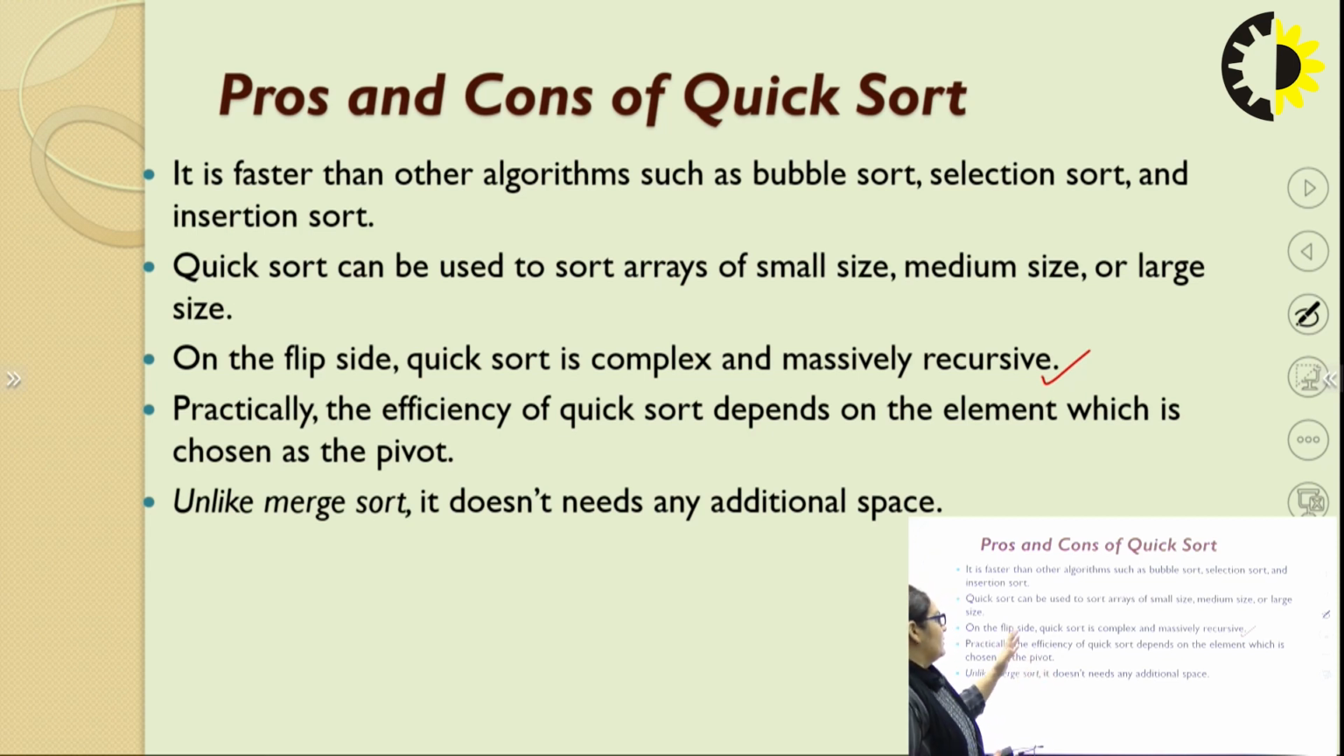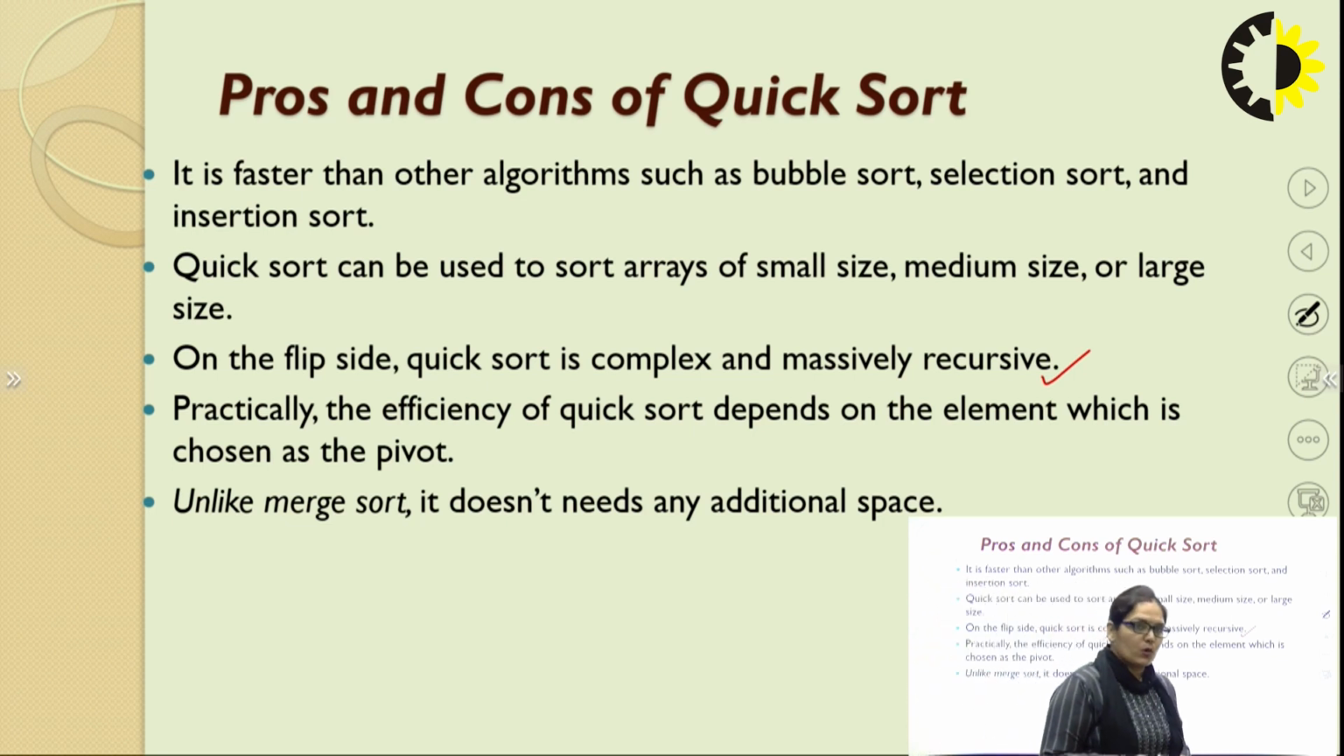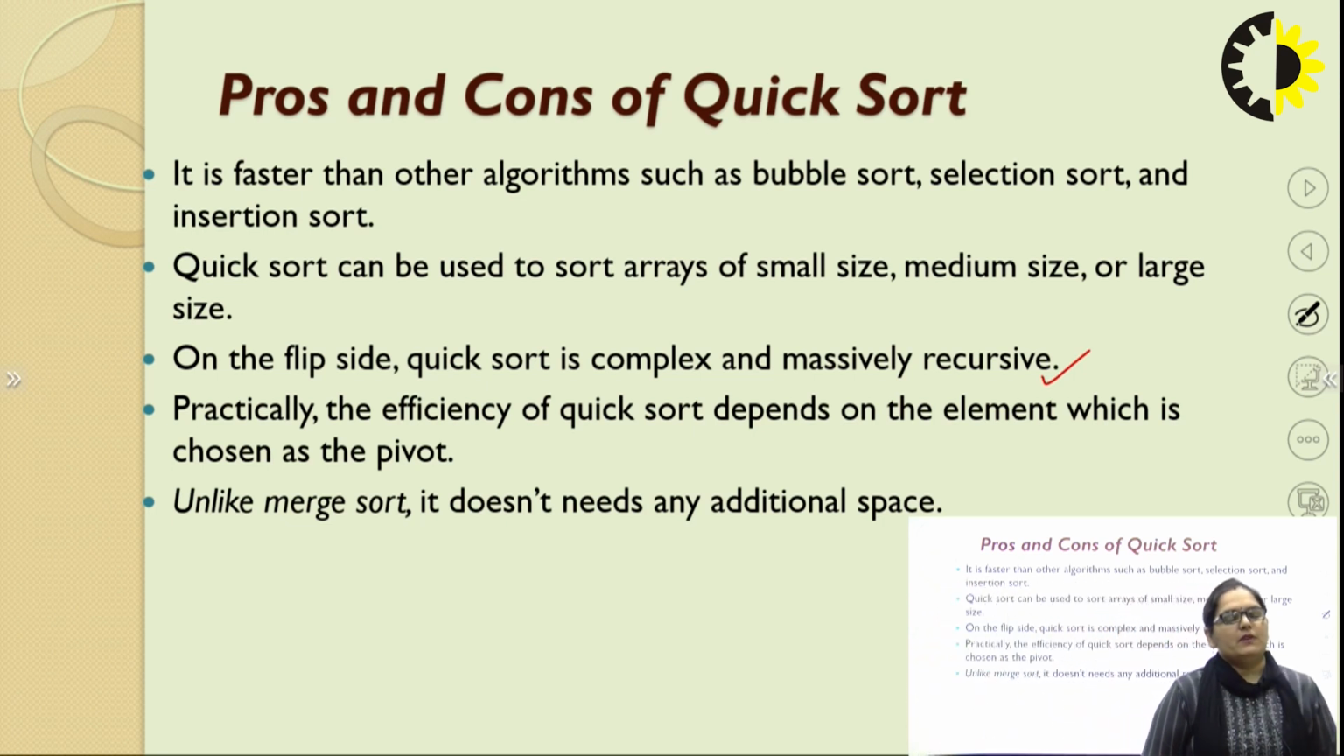Okay. So it will depend on which element you are choosing as the pivot element. You are choosing the pivot as the first element or middle element or the last element. So its efficiency or running time depends upon the pivot element you choose. And unlike merge sort, it doesn't need any additional space. It is basically an in place sorting algorithm which sorts the elements at their original memory locations. You do not need any extra space or additional space to sort the elements.